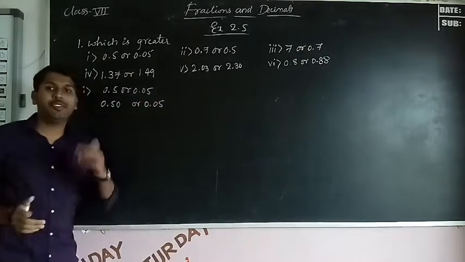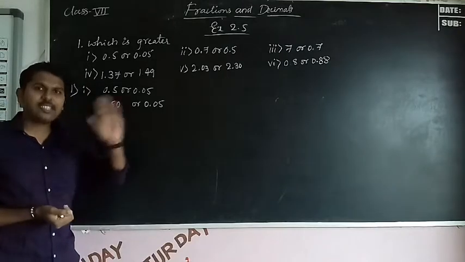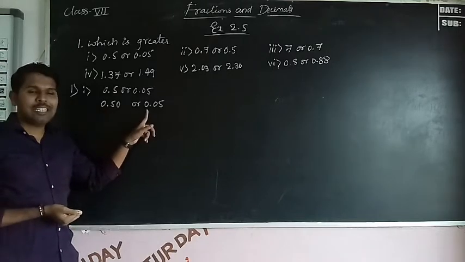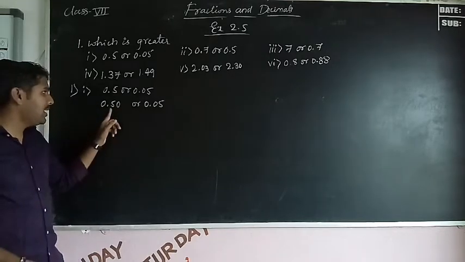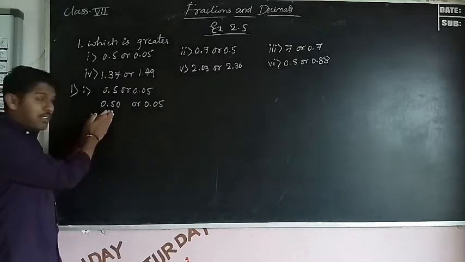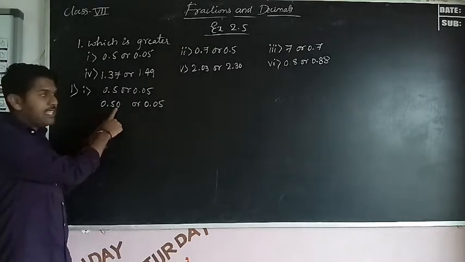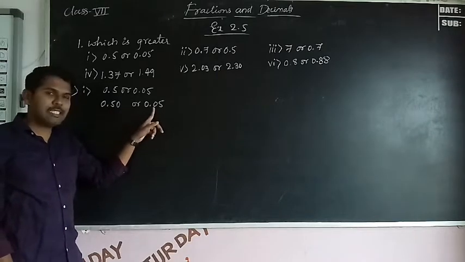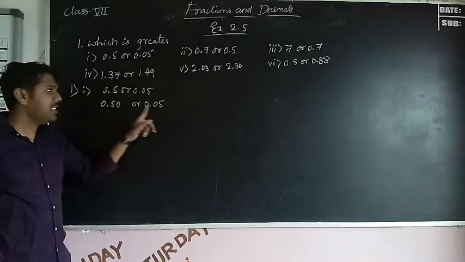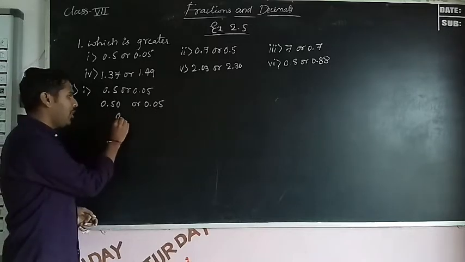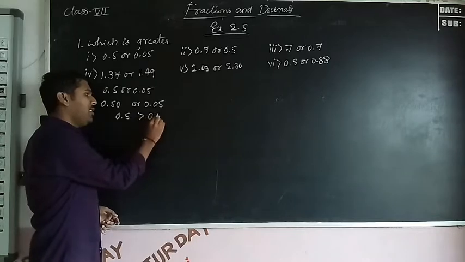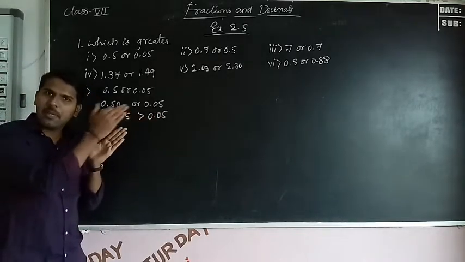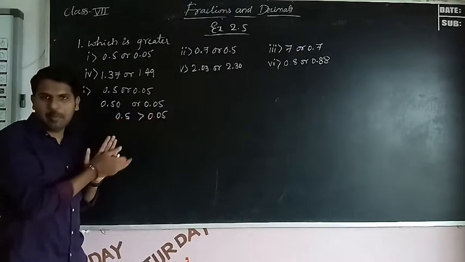0.05. So first, how to compare decimals? First compare the whole number part. Here the whole number part 0 is there, here also 0 is there, so leave it. Next, after the decimal point 5 is there, here 0 is there. Which one is greater? 5 is greater than 0. That means this number is greater than this. So 0.5 is greater than 0.05. So when you compare decimal numbers, first compare the whole number part, after that the decimal part.